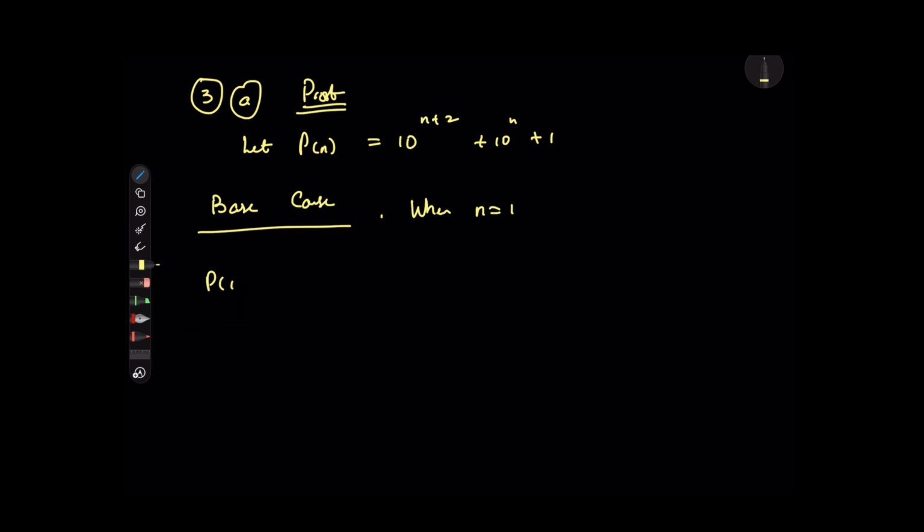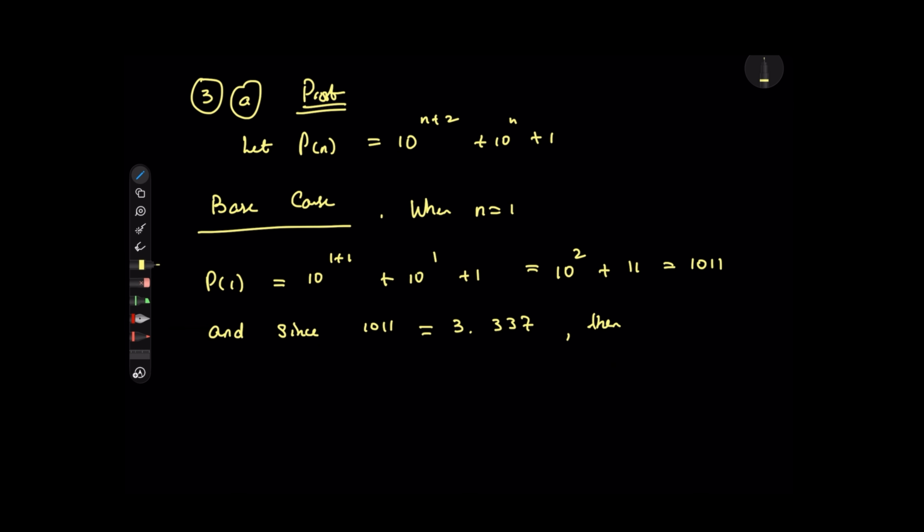So therefore, P of 1 will be equal to 10 to the power of 1 plus 1 plus 10 to the power of 1 plus 1, which will be equal to 10 to the power of 2 plus 10, 1, that's 11. So we get 1011. Okay, and since 1011 divided by 3, so 3 is 9, you'll get 337.